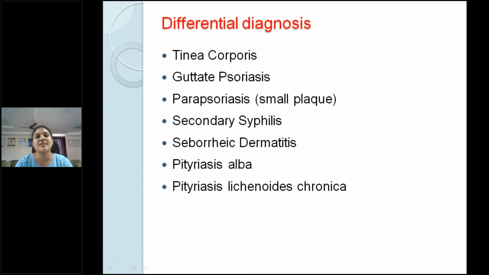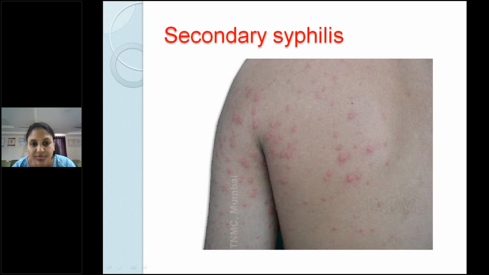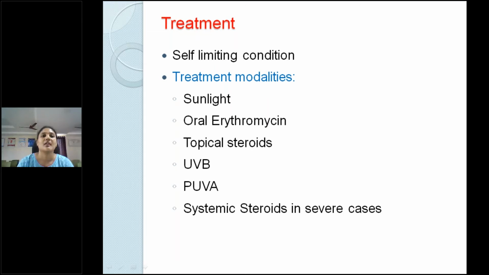And coming to the differential, because this lesion is a little annular, sometimes it is confused with tinea corporis, guttate psoriasis, or parapsoriasis. They look close to pityriasis rosea, as do secondary syphilis, seborrheic dermatitis, pityriasis alba, or PLC. This is a picture of secondary syphilis. Usually in secondary syphilis, there will be a history, and genital lesions will also be present.